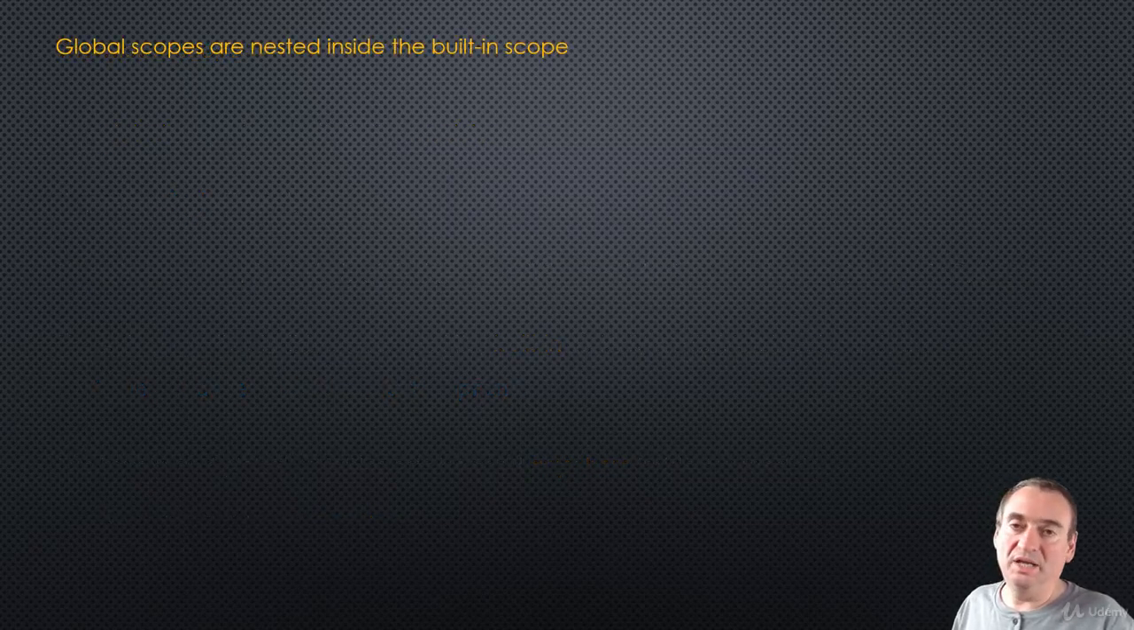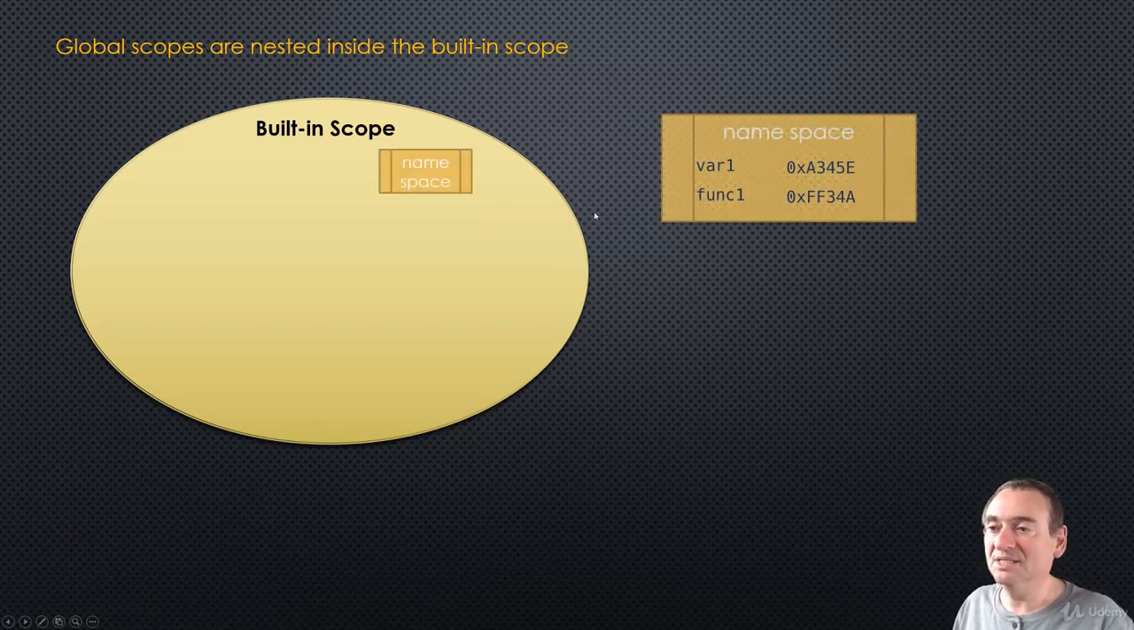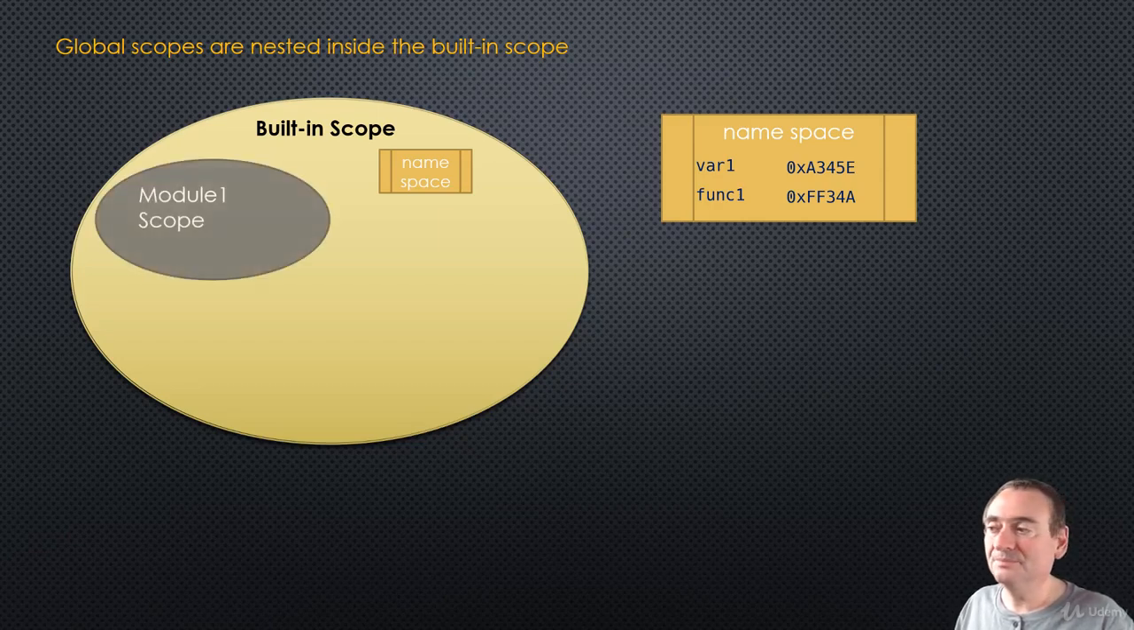So global scopes are nested inside the built-in scope. Let's see what I mean by that. We think of these scopes basically as where things live, right? Where we have namespaces and things live in those namespaces. So that built-in scope has a namespace. And a namespace is just a label and basically a pointer to an object, whatever it's bound to. So it's the bindings of the label to the objects. So in the built-in scope, you might have bindings for true and false and print and so on.